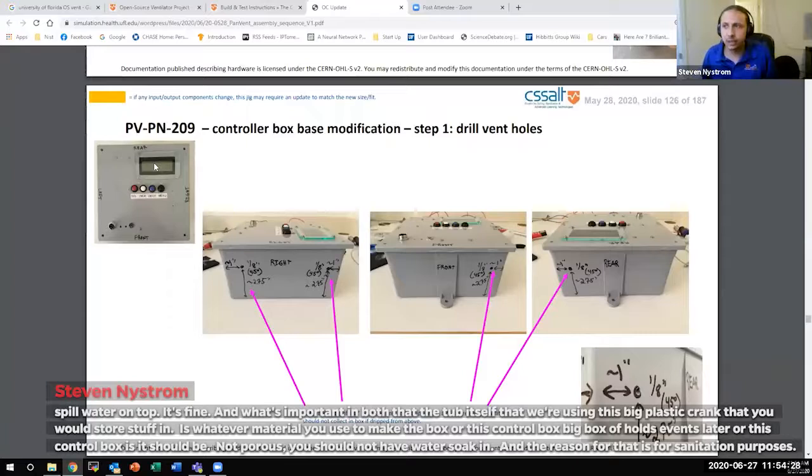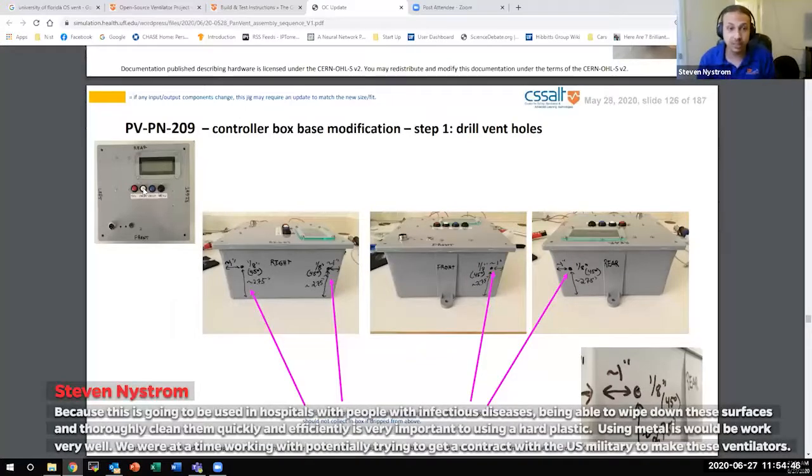And what's important, in both the tub itself that we're using, this big plastic crate that you would store stuff in, is whatever material you use to make the box or this control box, the big box that holds the ventilator, it should be not porous. You should not have water soak in. And the reason for that is for sanitation purposes. Because this is going to be used in hospitals with people with infectious diseases, being able to wipe down these surfaces and thoroughly clean them quickly and efficiently is very important.